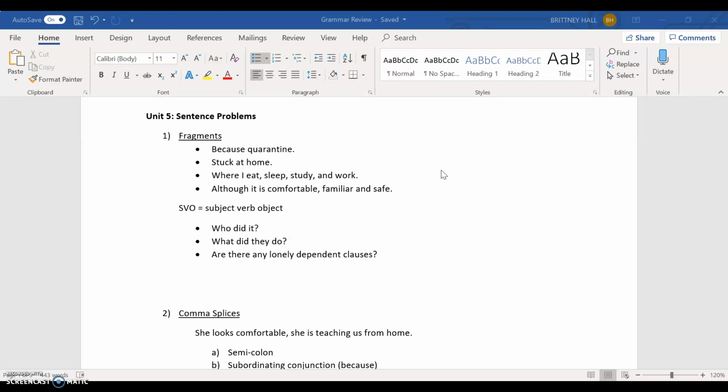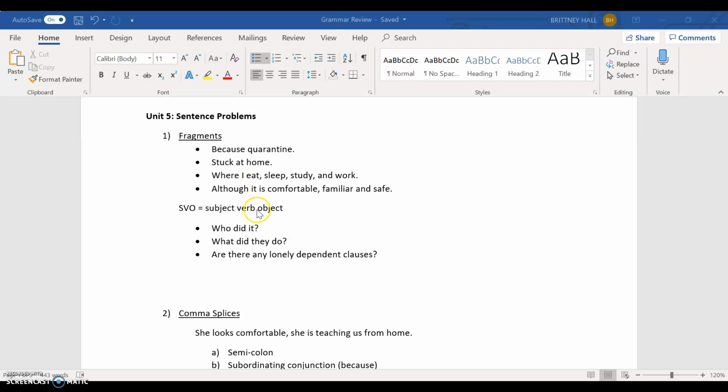Where I eat, sleep, study, and work. Now, even though here we have a subject and a verb, the way this is written, it is not a complete sentence. This is a fragment. And then the next thing that we have here, although it is comfortable, familiar, and safe, it does not sound like a complete idea. Now, subject, verb, and object. These are necessary in a sentence.